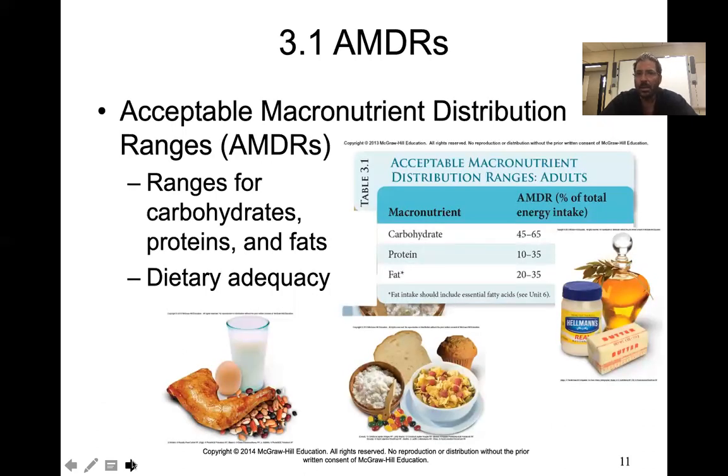All right. Acceptable macronutrient distribution ranges. These are just your ranges if you want to take this approach: ranges for carbohydrates, proteins, fats, and dietary adequacy. We can talk later on about whether you want your 60, 40, 30 diet, or if you want to go into a low carb or reduced carb, increased protein, increased fats. You can have whatever thoughts you had before you come into the class, or you can change your thoughts after you leave the class.